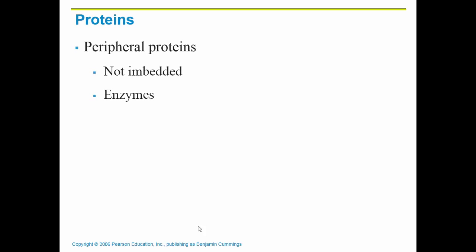Peripheral proteins are the second type of protein that we're going to talk about. These proteins are just on the outside of the cell membrane, and they are not embedded. They don't go all the way through, and they are usually just considered to be enzymes.